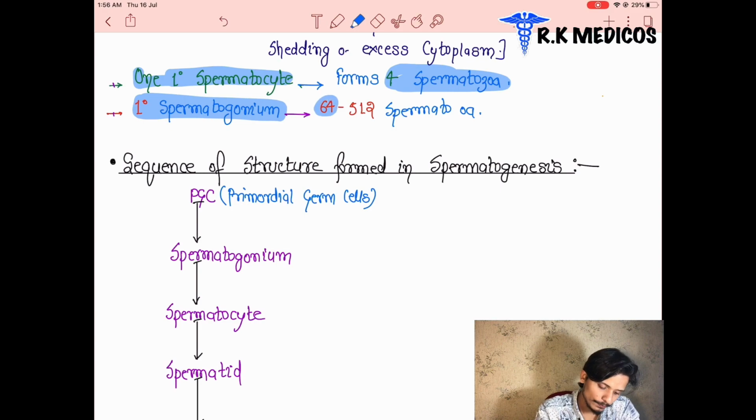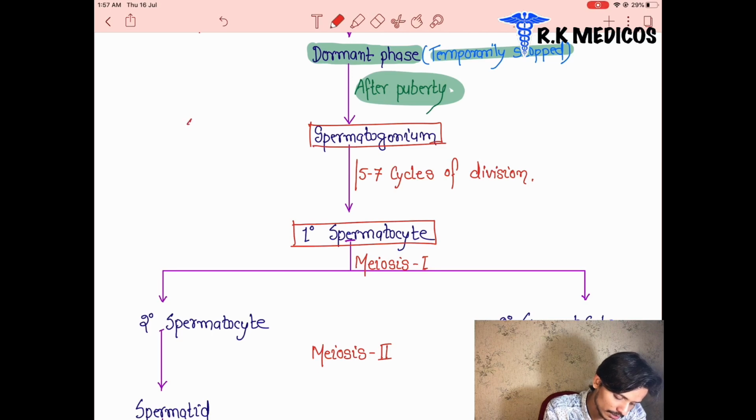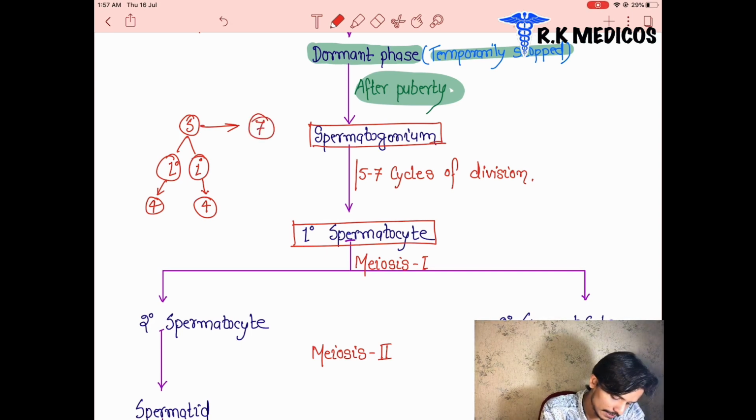I already told you the spermatogonium is this one. One spermatogonium produces two primary spermatocytes, and one primary spermatocyte produces how many sperm? Four, and this one produces how many sperm? Four. Suppose this cycle happens approximately 7 times. It means how many primary spermatocytes? We can see there is 7 and 7. And what is the production? 7 into 4, 28, we can say. And we can also say here 7 into 4.